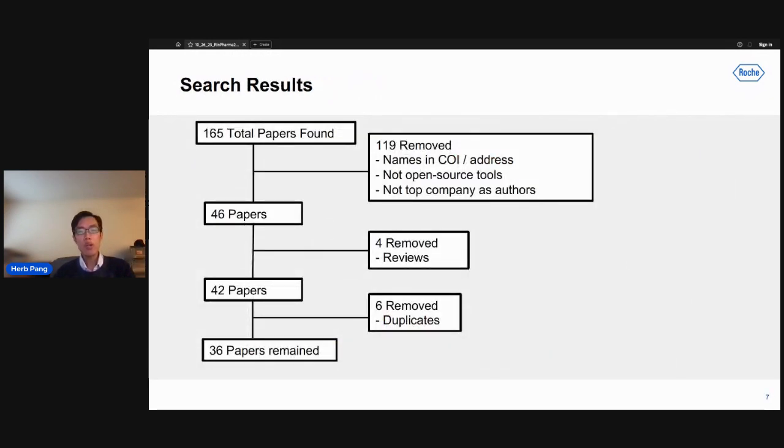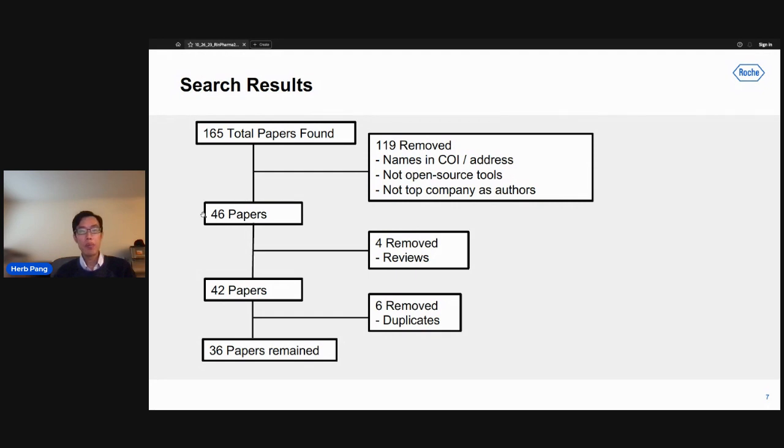So the search results are as follows. Going from the top, there were about 165 papers found, and many of them were removed for various reasons. For example, the names of the company may have appeared in the conflict of interest instead of actually being authors of the work. It could also happen that they belong to addresses. Other papers were also screened out, for example, because they may not necessarily be open source tools, or within the company authorship, the top company was not involved.